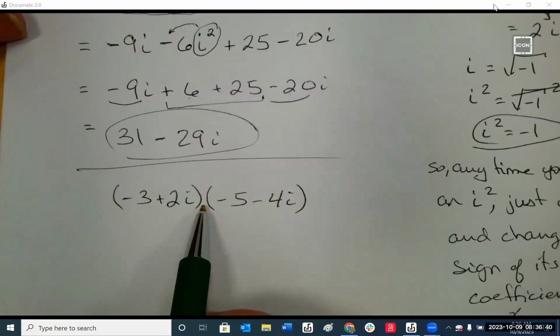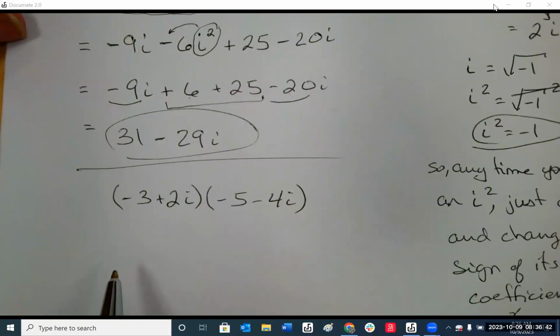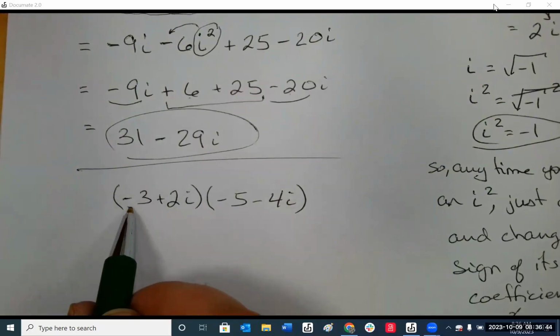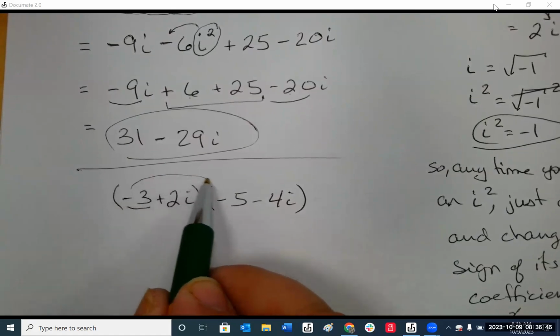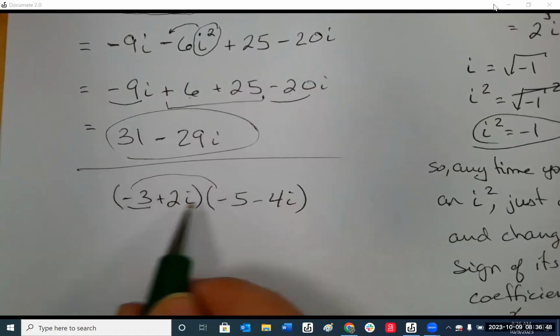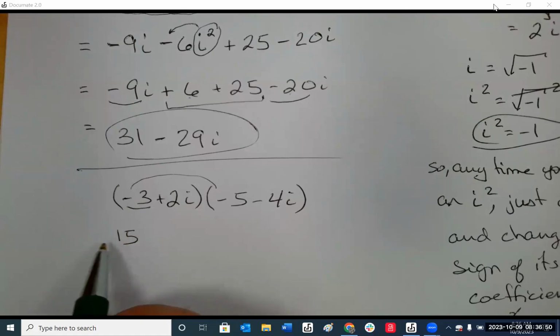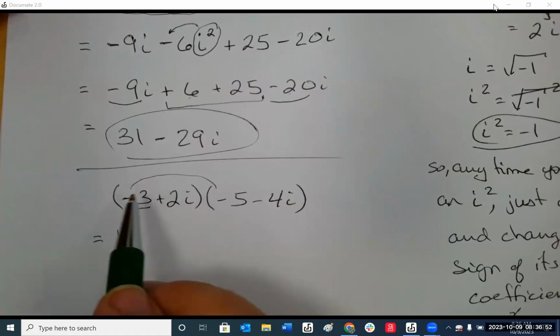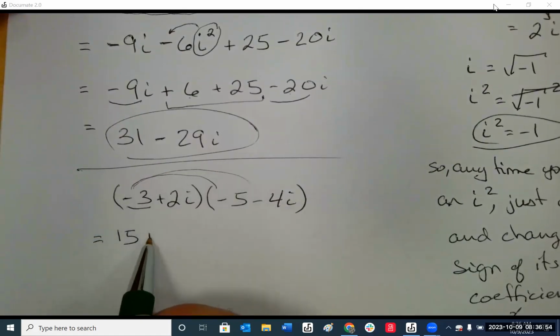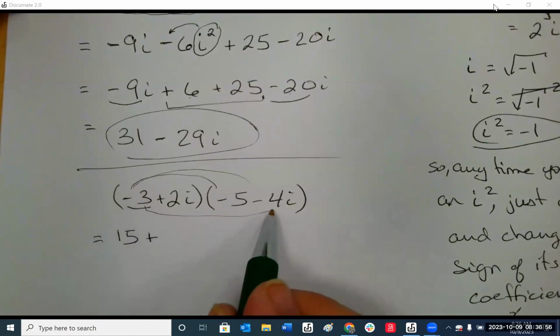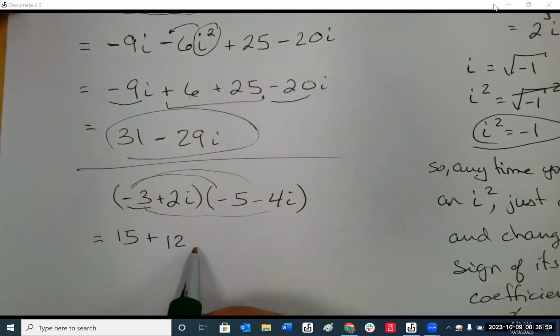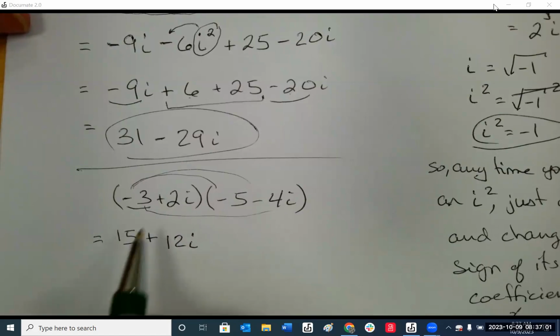All right, since there's nothing between them, we know they're multiplying. So we take the first term. Negative times negative is a positive. 3 times 5 is 15. Negative times negative is a positive. 3 times 4 is 12i. So that finishes this one.